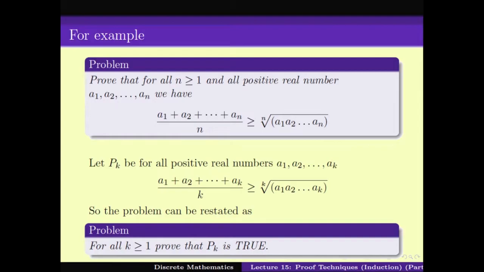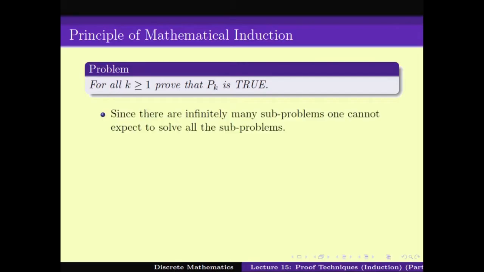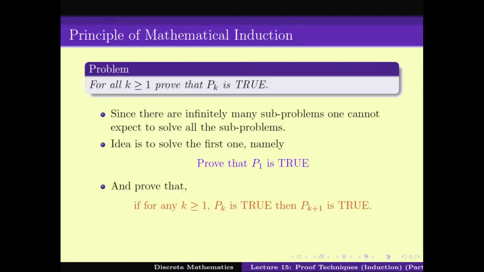Now, these are all examples of how a problem can be split up into an infinite number of subproblems. But once you have this infinite number of subproblems, how do we solve them? Surely we cannot go on solving every one of them because there are infinitely many. So one way of getting around it is to first prove that P1 is true, then prove that for any k, if Pk is true, then Pk plus 1 is true. If you can solve that, we expect that it works.